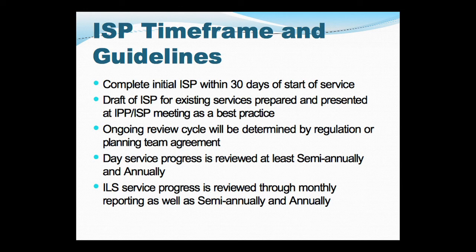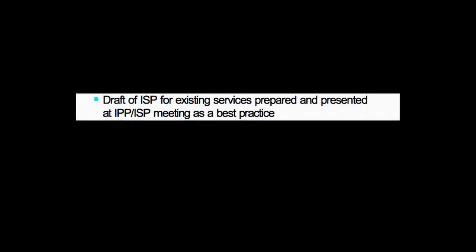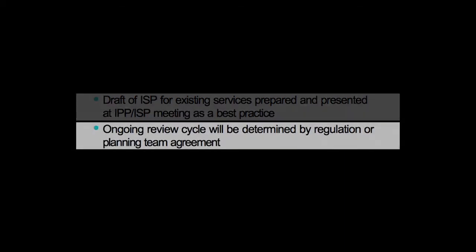Timeframes and guidelines. Again, these are best practices, so don't be sitting out there going, wait, my program doesn't do that. We don't do an ISP then, or complete an initial ISP within 30 days of the start of services. You start serving somebody within about 30 days, you're going to want to have those services and supports identified in your ISP. You're going to come with a draft of an ISP for existing services to present at an IPP and ISP meeting. It's really important to have joint meetings between the regional center case manager and the service provider at least once a year. We try to do them annually and semi-annually and have everybody on the planning team there at both of them.